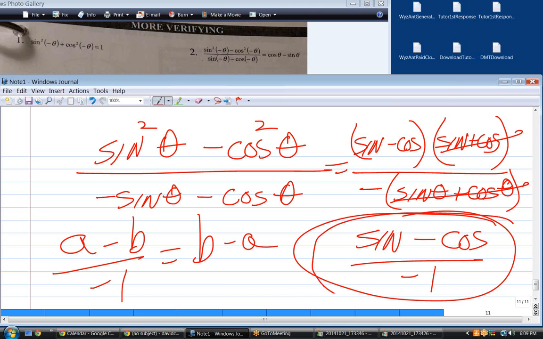So this that I have circled is equal to cosine minus sine. In other words, this is the a, this is the b. I'm going to turn them around. And that's what we're trying to prove, that it's equal to cosine minus sine.